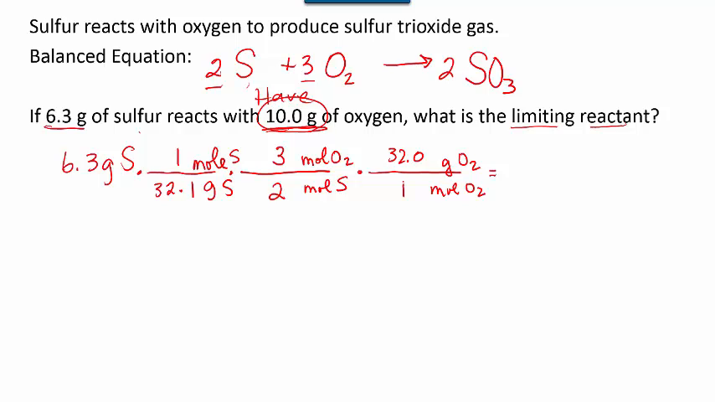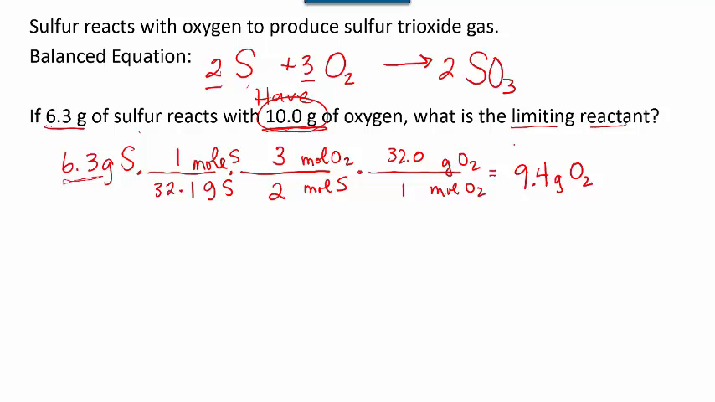Now, if you calculate that all out, you're going to take 6.3 and divide it by 32.1. You're going to multiply it by 3, divide it by 2, and multiply it by 32.0. You're going to end up with 9.4 grams of oxygen. It's actually a larger number than that, obviously, but I am stuck with two significant digits. That's where my 9.4 came from.